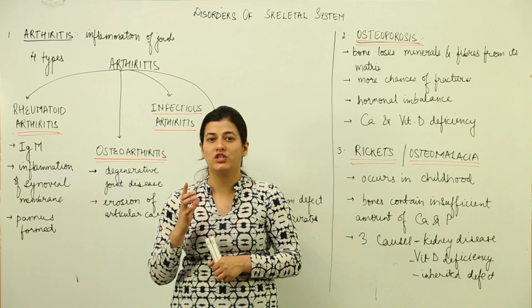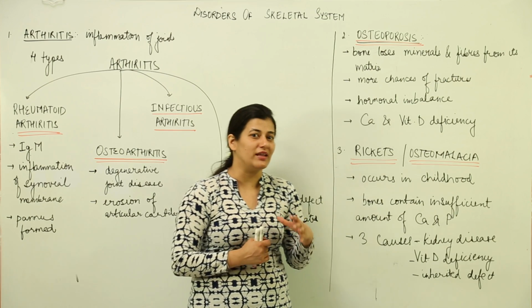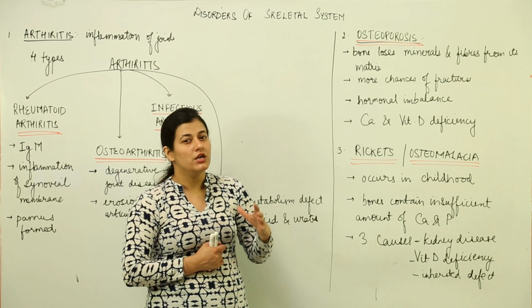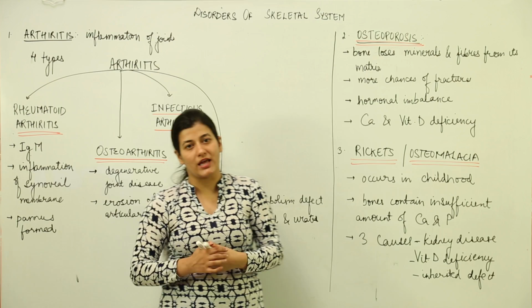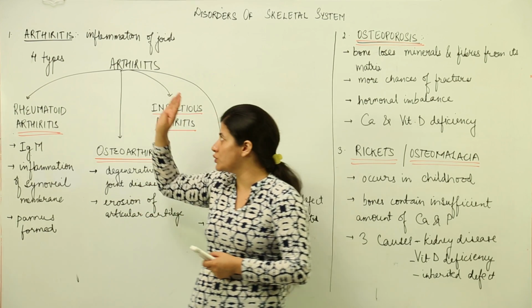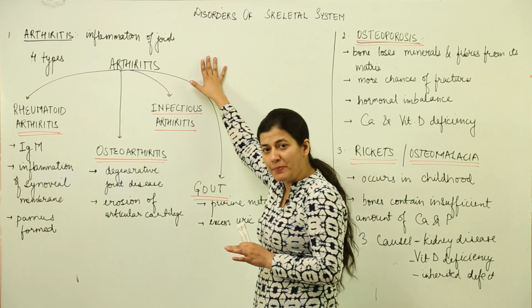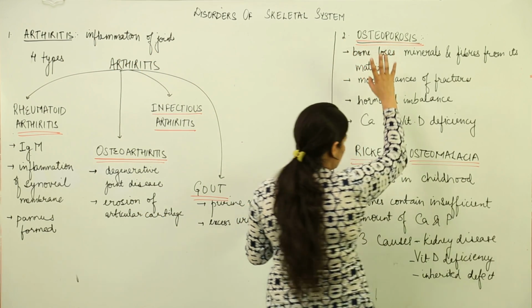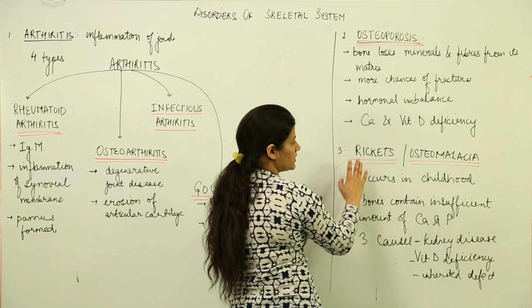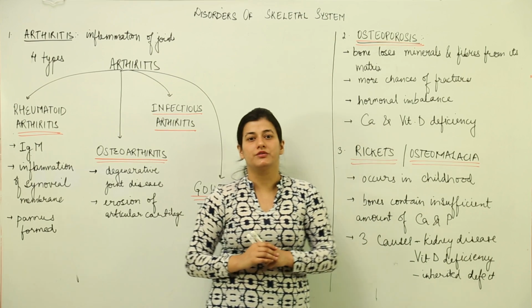One is in which the inflammation of joints takes place. The reasons could be many, and the second is when the bones undergo degeneration. So there are degenerative disorders and there are inflammatory disorders. In terms of inflammatory disorders, we take into account arthritis, that is inflammation of joints, and in terms of degenerative disorders we have osteoporosis, rickets or osteomalacia. So these three diseases we are going to discuss.